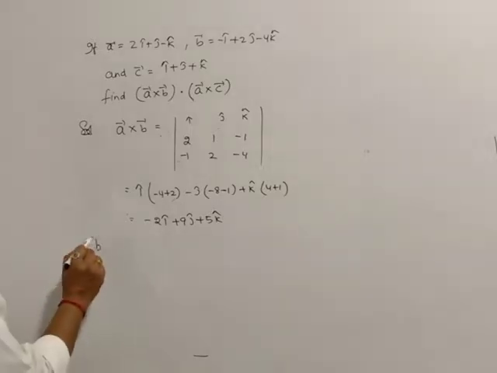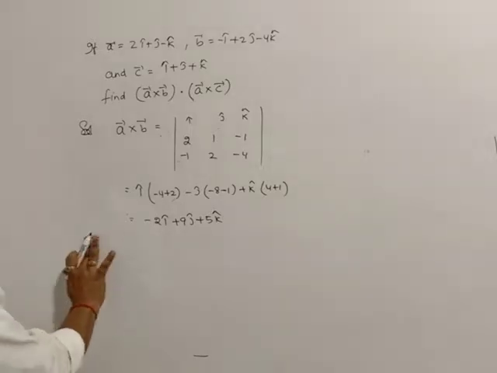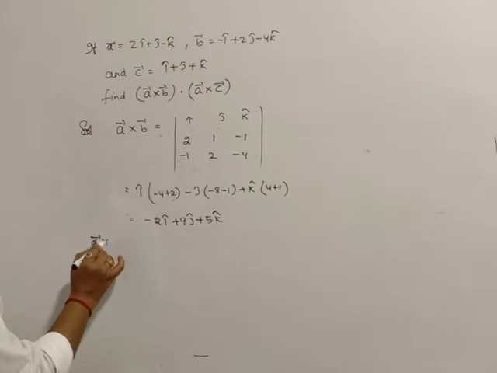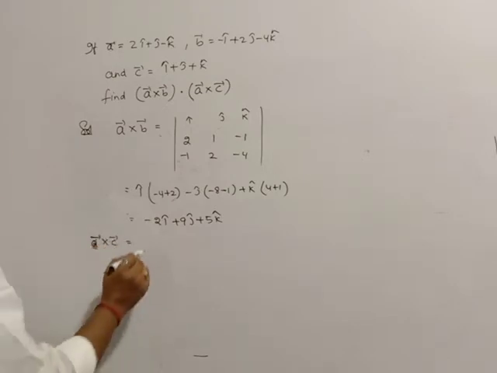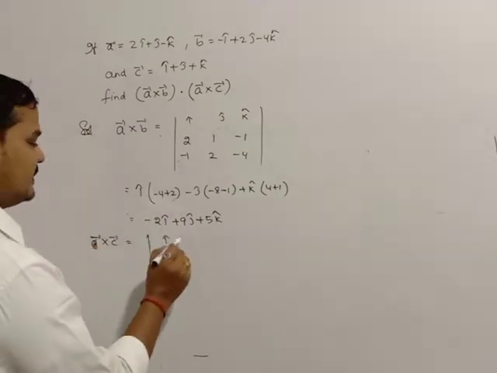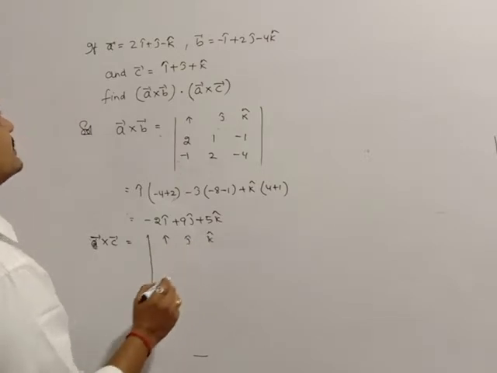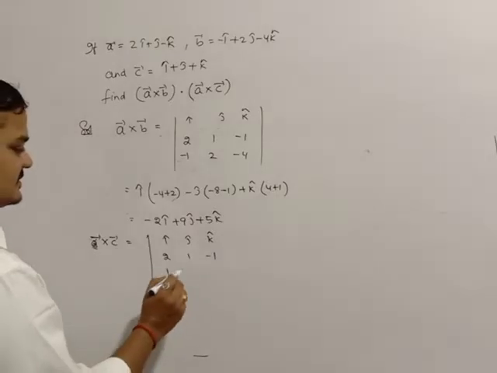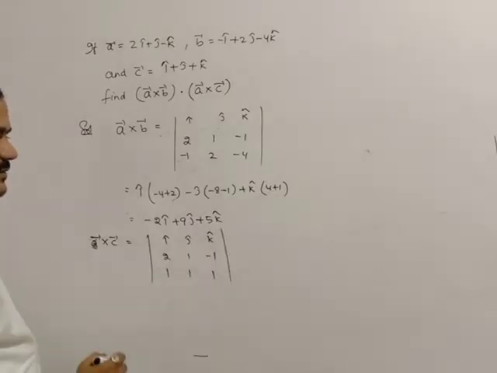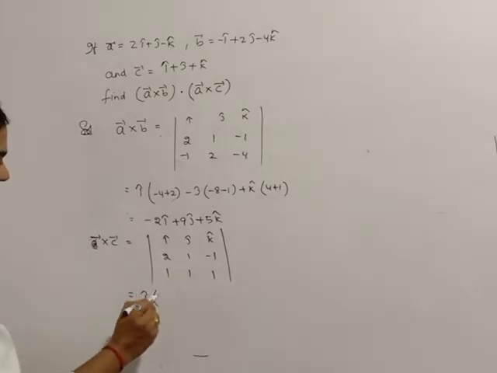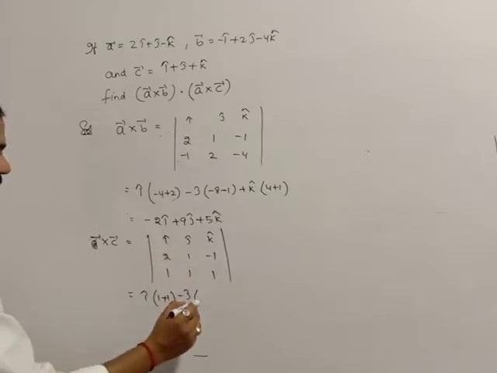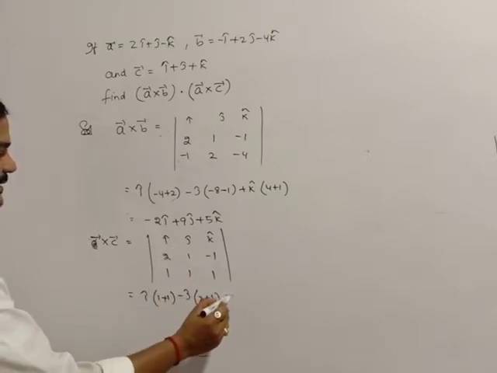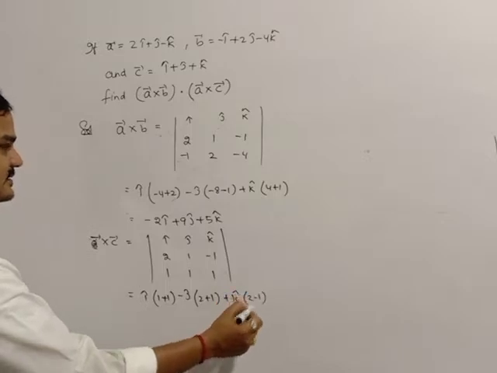Again, find, sorry, A bar cross C bar. That is the determinant of i bar, j bar, k bar. A bar is 2, 1, minus 1 and C bar is 1, 1, 1. You go for this one. What can you get? That is i cap into 1 plus 1, minus j cap into 2 plus 1, plus k cap into 2 minus 1.